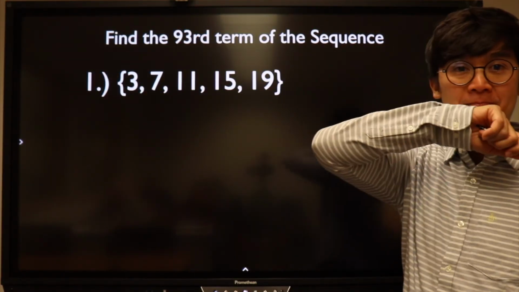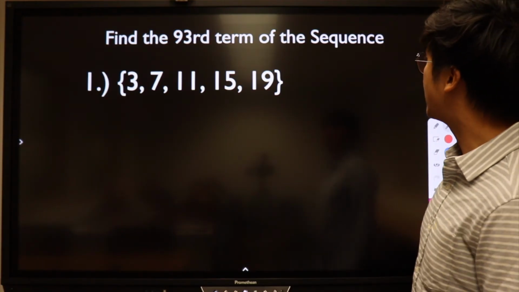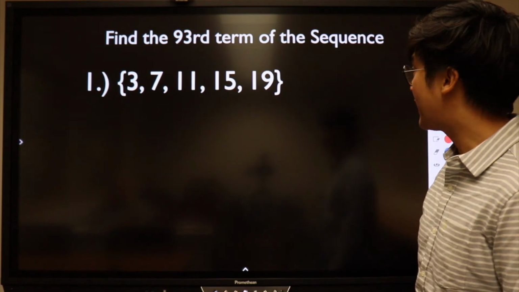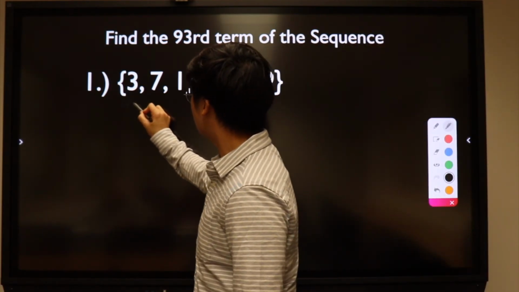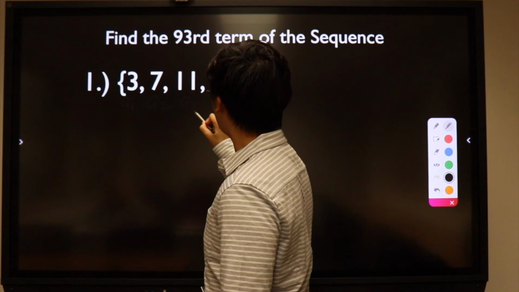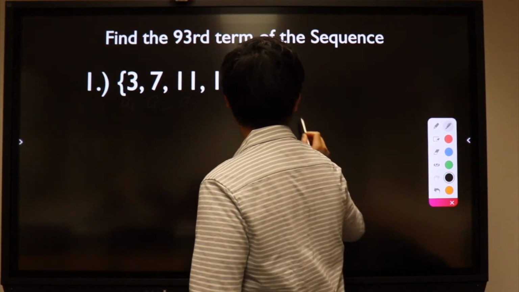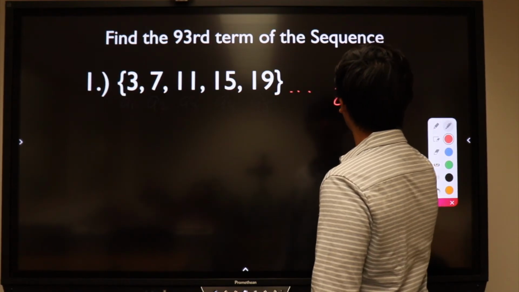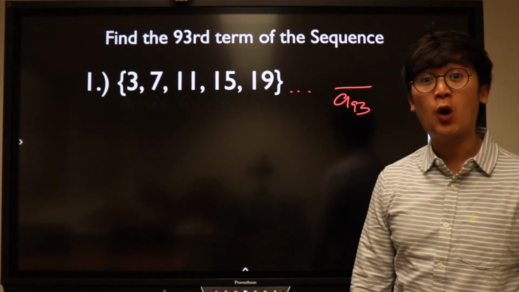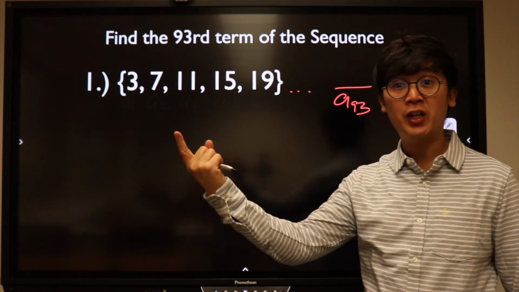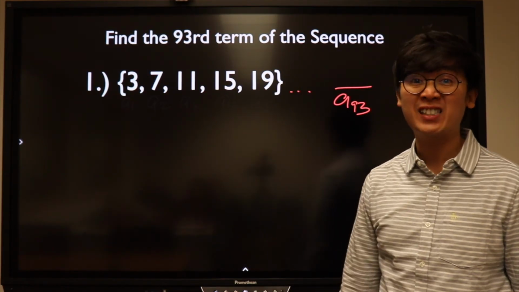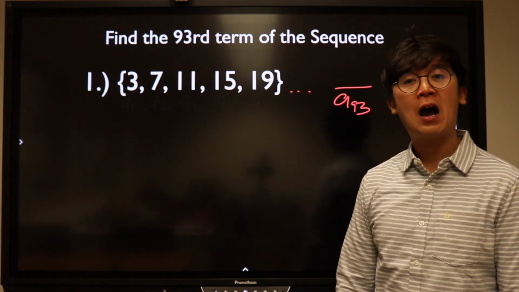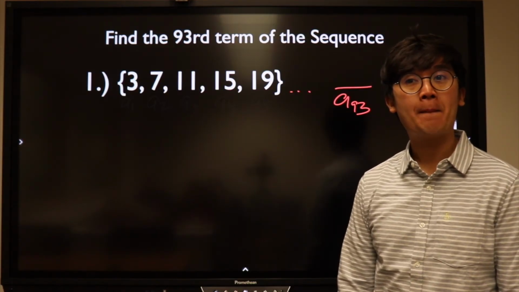how about this? Find the 93rd term of the sequence. We have 3, 7, 11, 15, and 19, and this is the first term, the second term, the third, the fourth, and the fifth. We're looking for the 93rd term. Are we going to write down the 6th term, the 7th, the 8th, all the way to the 92nd term so we can figure out the 93rd term? Of course not. So how are we going to attack this math problem?